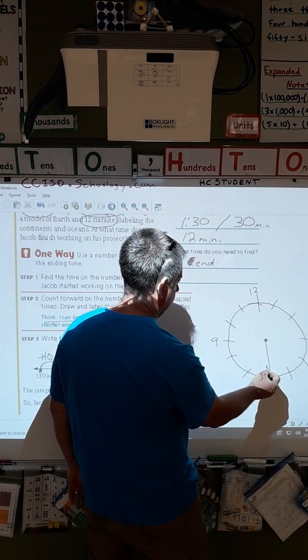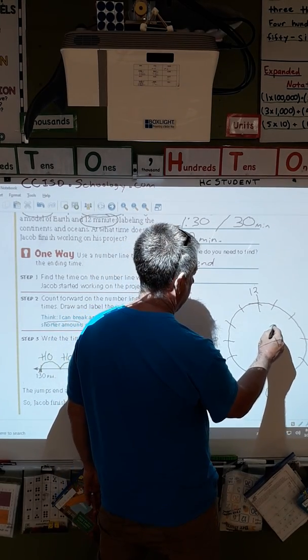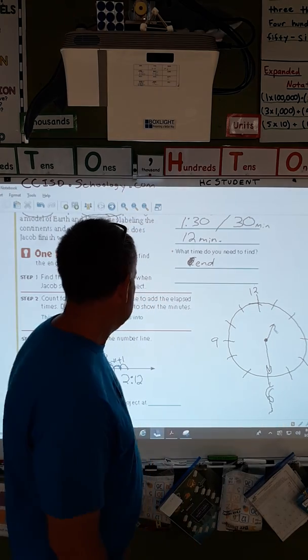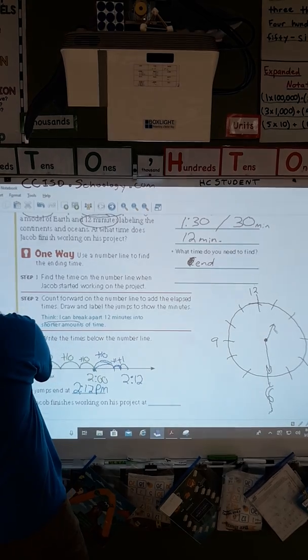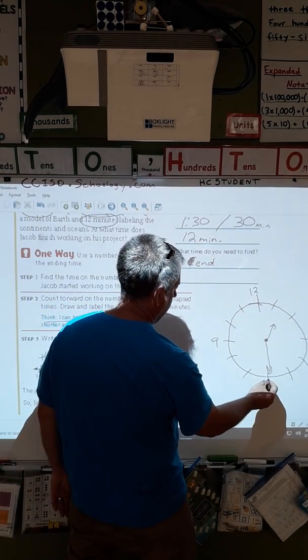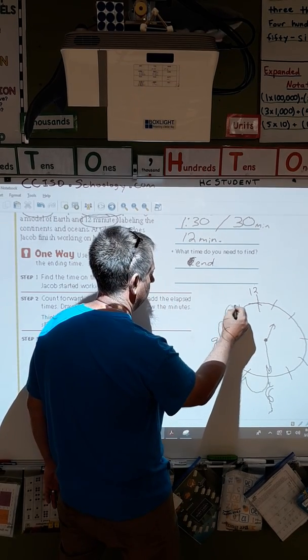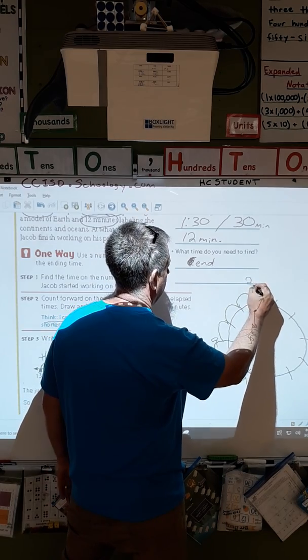Okay, my long hand is going to be pointing at the 6 right there. My short hand is going to be actually directly between the 1 and the 2 because it's halfway in between 1 and 2 o'clock. Okay, so we're going to talk about the time he spent painting the Earth. So that's 5, 10, 15, 20, 25, 30. And that ends up being 2 o'clock right there.